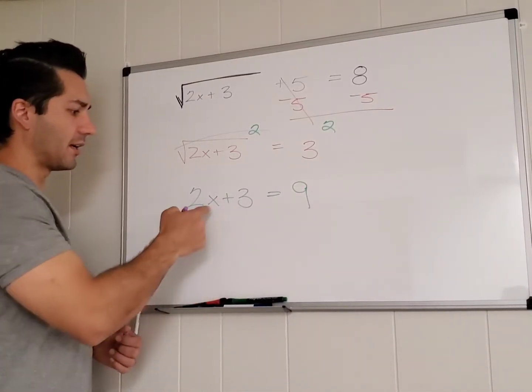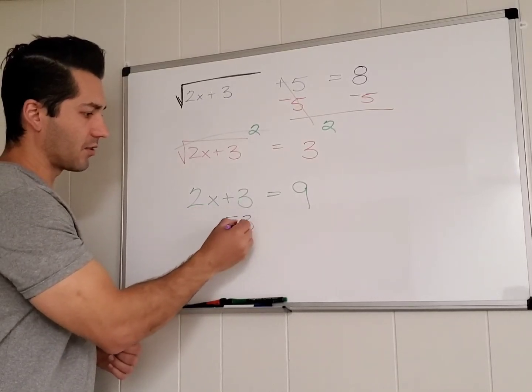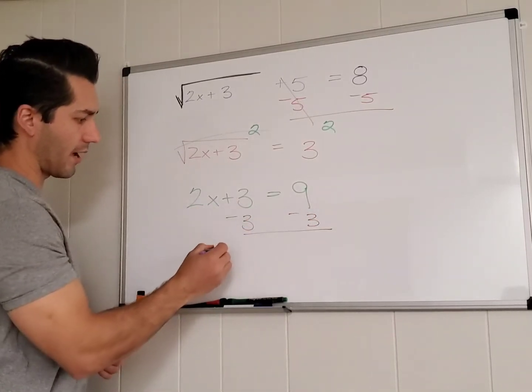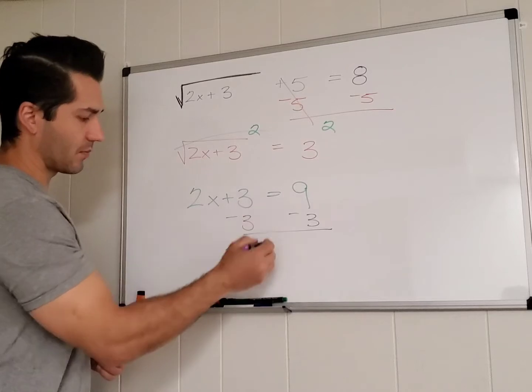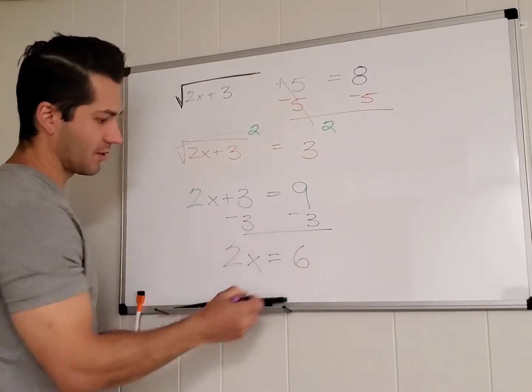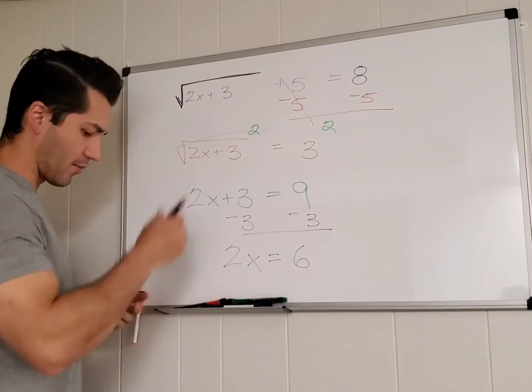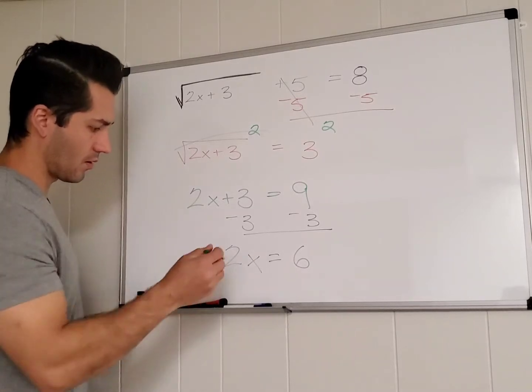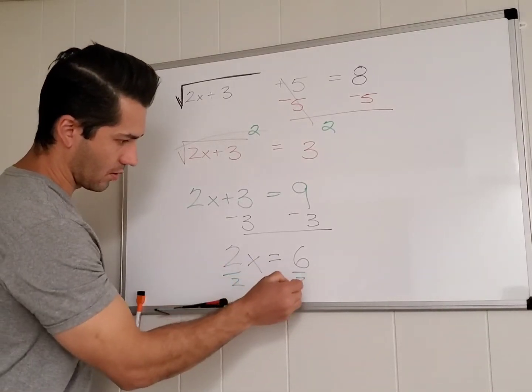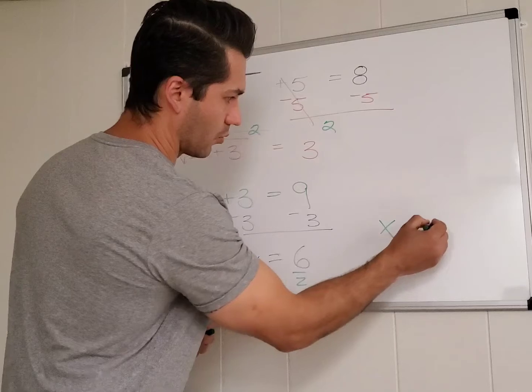Now we've got an x over here. We want to get rid of this plus 3, so minus 3. You have 2x equals 6. Divide by 2, divide by 2. You get x equals 3.